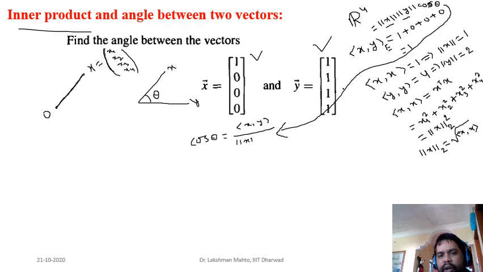So we have already calculated everything on the right hand side. So what are those? The inner product of x with y is 1, the length of x is 1, and the length of y is 2, so 1 times 2. So cosine of theta is equal to 1 by 2. Simply, what does it imply? At which value of theta does cos take 1 by 2? 60 degrees. That means pi by 3.